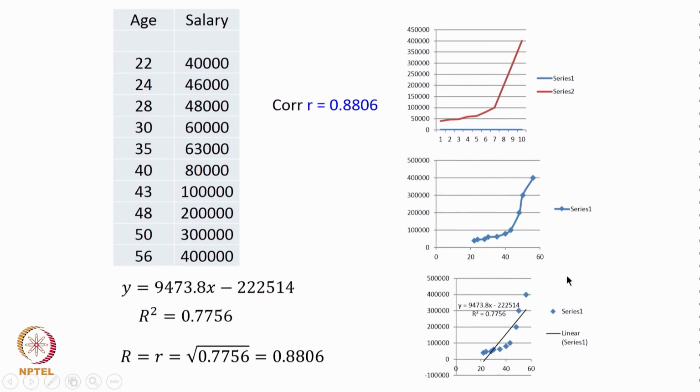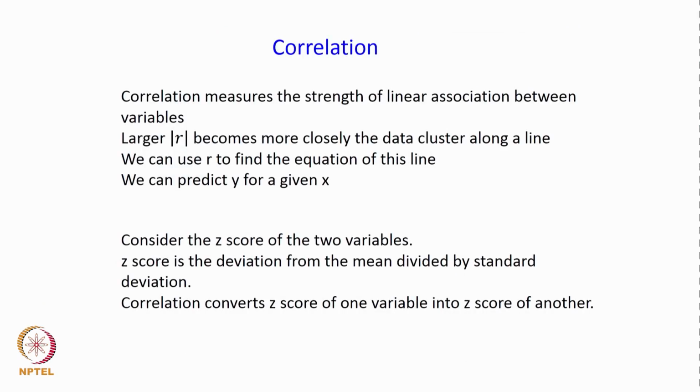0.7756. But all this is true only if we decide to fit a straight line. This association holds. If we fit a curve, then we have to have different types of association. We already saw that covariance or correlation is a measure of linear association between numerical variables. So, correlation measures the strength of linear association between variables. The larger the absolute value of R, the more closely the data clusters along the line. We can use R to find the equation of this line and we can predict y for a given x. We can do all this when we have the correlation coefficient.